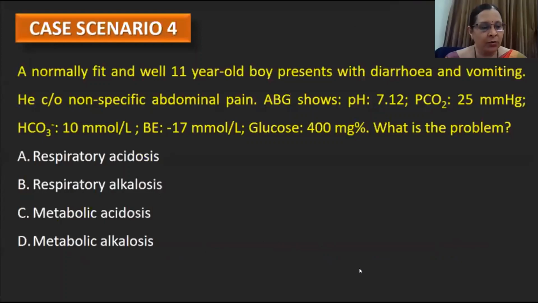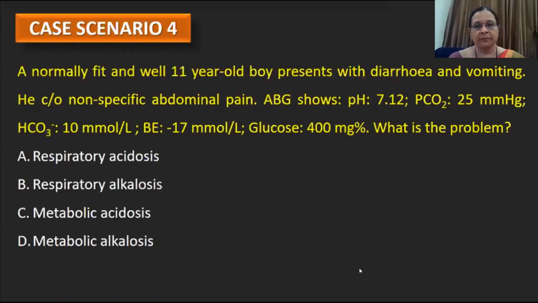So we obviously have to practice, right? And so we have this case scenario. We have a fit and well 11-year-old boy presenting with diarrhea and vomiting. He's got non-specific abdominal pain. His ABG shows pH of 7.12, PCO2 of 25 millimeter of mercury, bicarb of 10 millimoles per liter, base excess minus 17 millimoles per liter, and glucose 400 milligram %. Classic description. What is the problem?